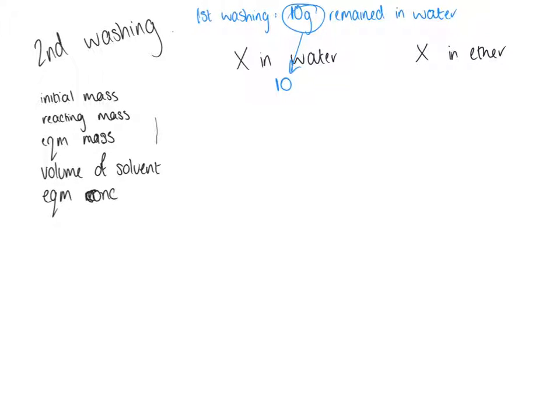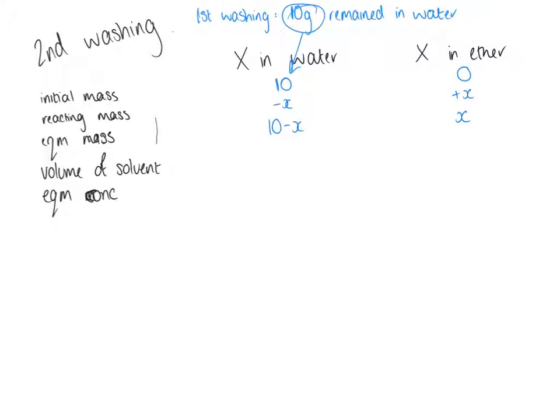So I initially have 10 grams in my water, and so that means I have no x in my ether layer initially. I don't know what my reacting mass is, so I take that as plus x for ether and minus x grams of my x will be removed from the water layer. Equilibrium mass is just initial plus reacting, so it's going to be 10 minus x for the water layer and x for the ether layer.